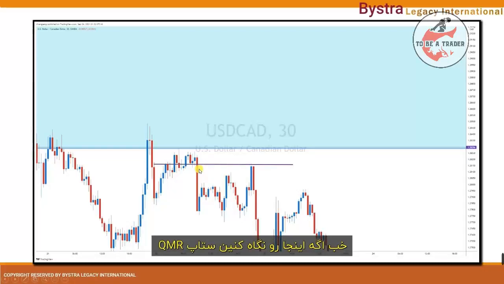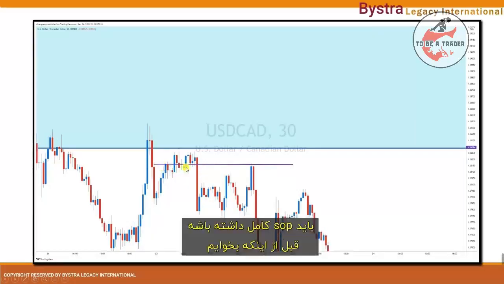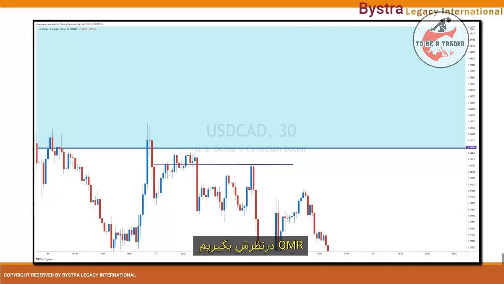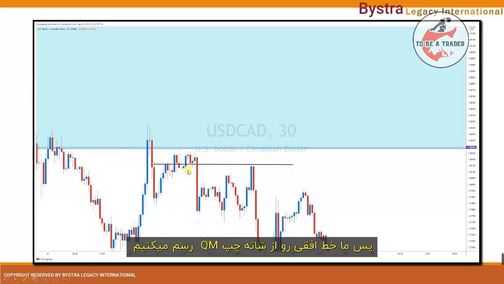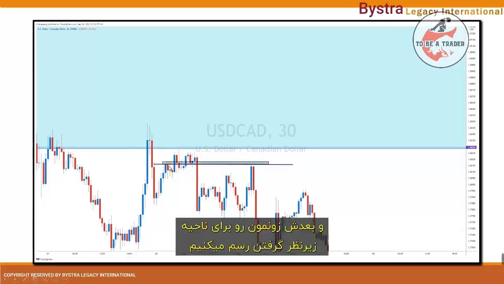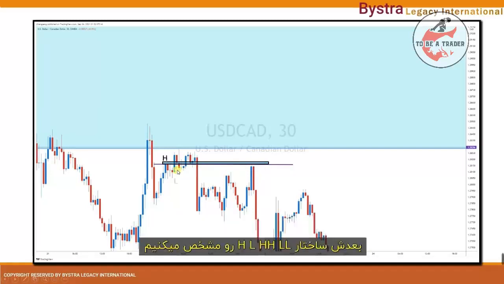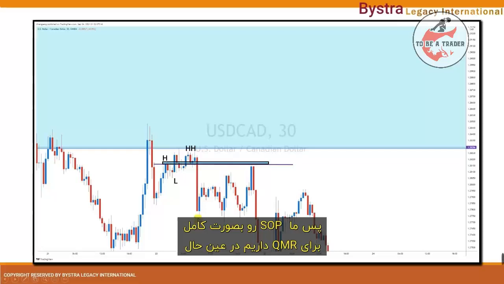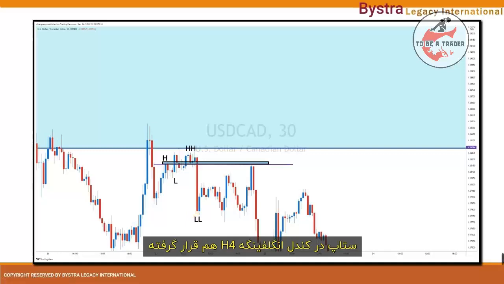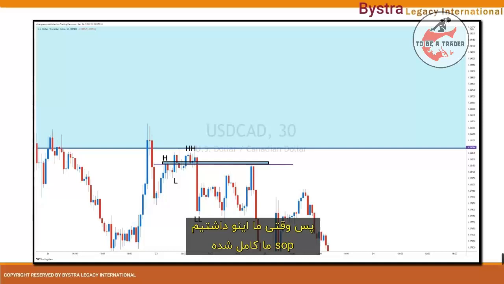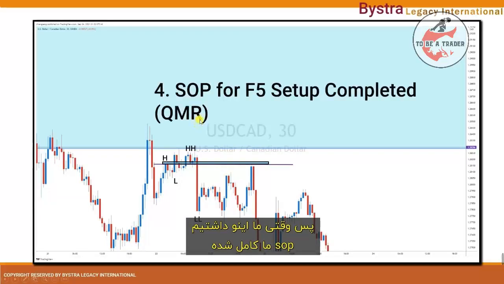If you look here, the QMR setup must have a complete SOP before we can consider this a QMR setup. So we draw the horizontal line at the left shoulder of the QM, and then we mark the zone as our monitoring area, okay? And then we mark the structure: high, low, high, higher, and lower low. So we do have the full SOP for the QMR. At the same time, the setup is in the H4 engulfing candle. So once we have this, our SOP is completed.